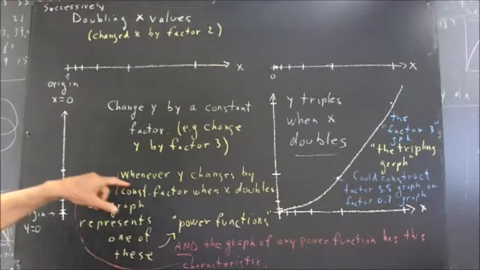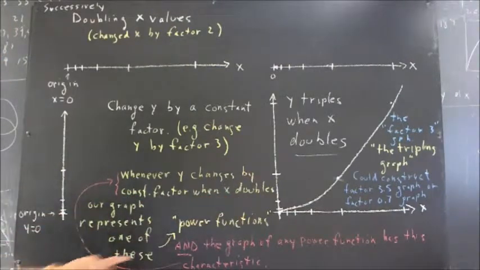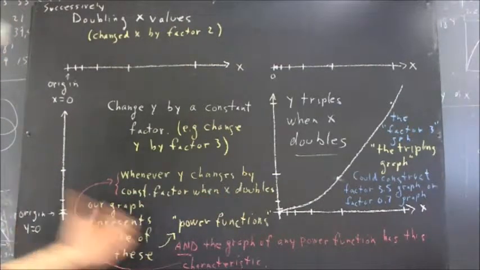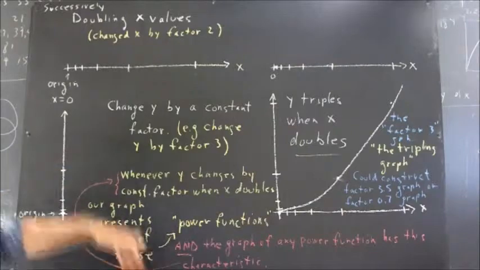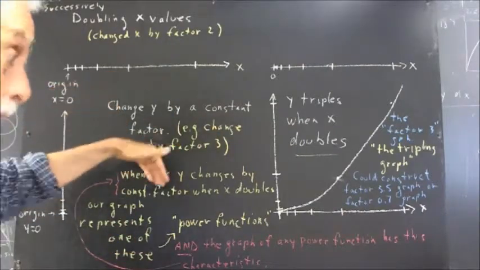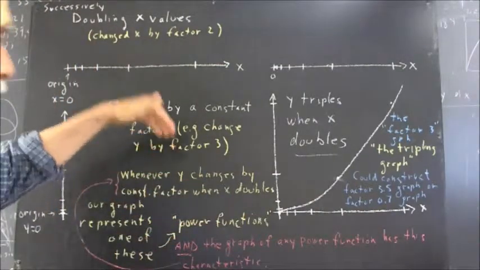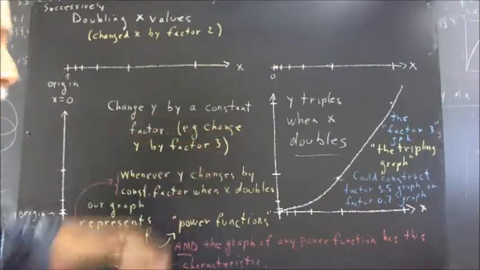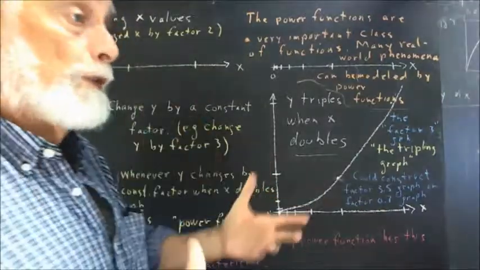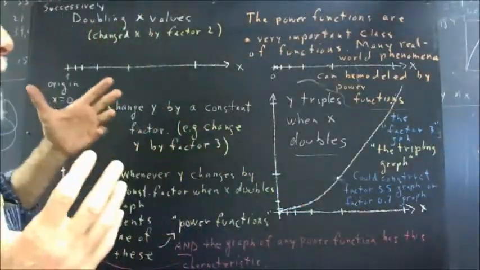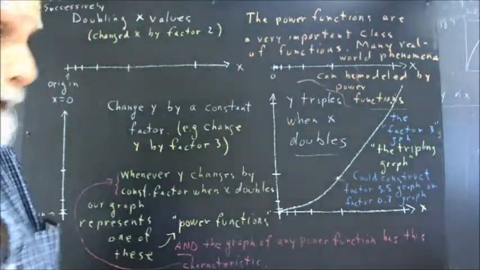Okay, we'll see that as we go on, but we call these power functions. And the basic idea is that whenever y changes by a constant factor when x doubles, our graph represents one of these power functions. And the graph of any power function has this characteristic, that y changes by some constant factor whenever x doubles. I've written this statement up here. The power functions are an extremely important class of functions. Many, many real-world phenomena can be modeled by power functions, and we're going to see that.